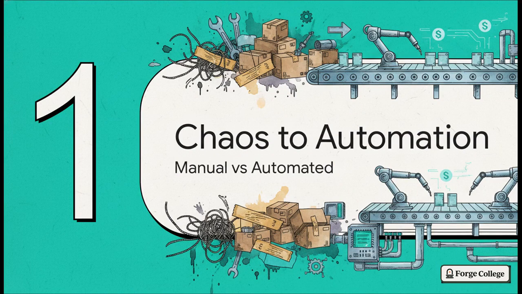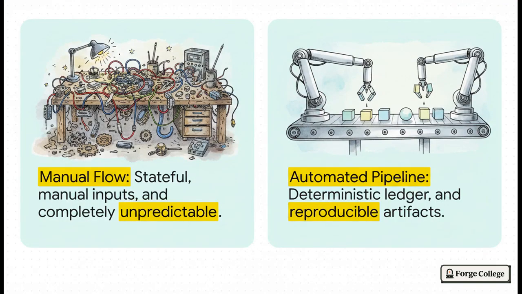Section 1. Chaos to automation. Manual versus automated workflows. So this is where we finally stop relying on our local duct tape methods. Think about your manual local flow. It's stateful, heavily reliant on manual inputs, and just completely unpredictable. You might have some weird leftover state from a previous test run, or maybe an old key pair is just lying around messing things up.